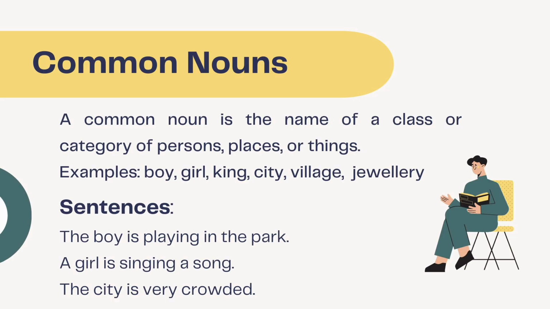Let's look at some sentences. The boy is playing in the park. Here, boy is a common noun because we are not mentioning the boy's specific name. A girl is singing a song. Here, girl is also a common noun. And the city is very crowded. The word city refers to a general category, not to a particular city. So, the easiest way to understand the difference is this. Ram is a proper noun, but boy is a common noun. Delhi is a proper noun, but city is a common noun.